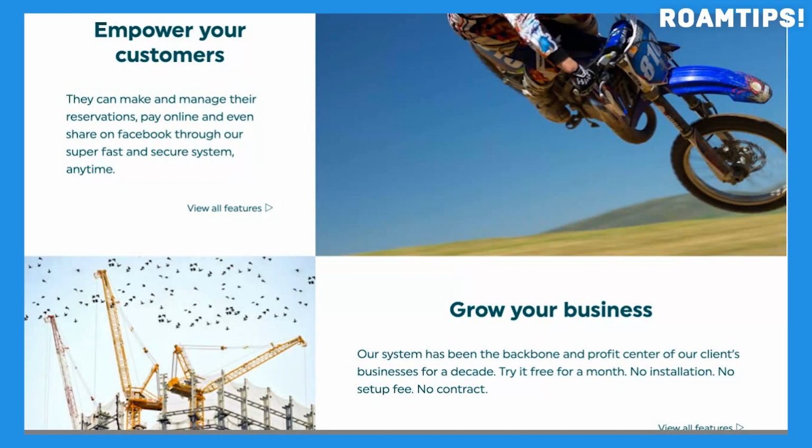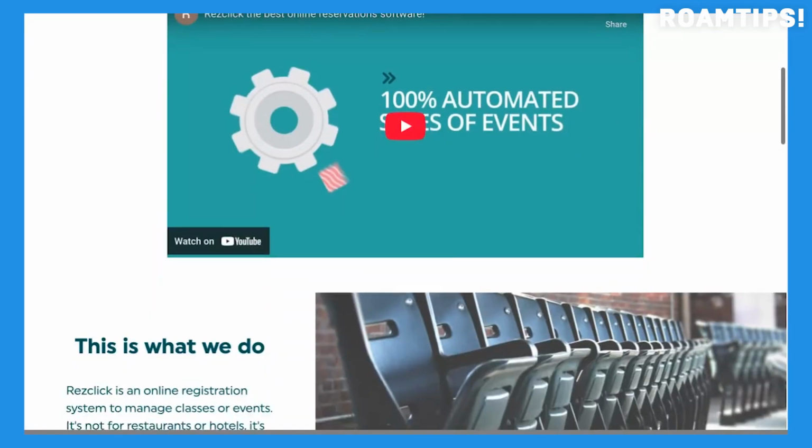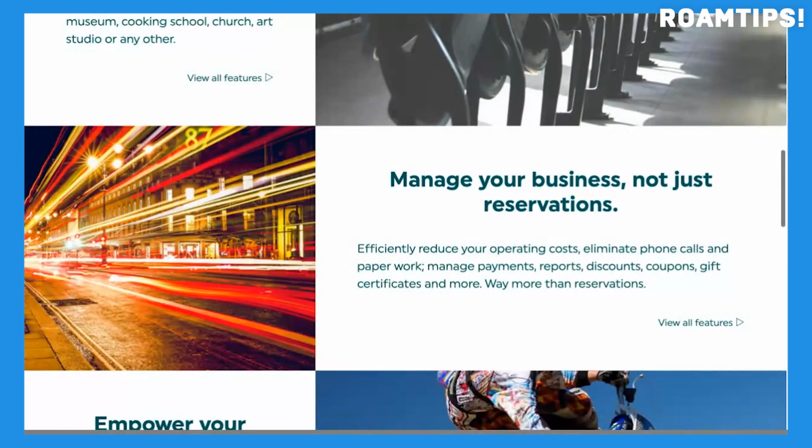RezClick's point-of-sale (POS) system further enhances its functionality, offering a streamlined solution for on-site transactions and inventory management. Whether you're selling merchandise, additional tours, or other products, the POS system simplifies the process and ensures accurate record keeping. The system also integrates with various hardware components, like barcode scanners and receipt printers, further optimizing your workflow.